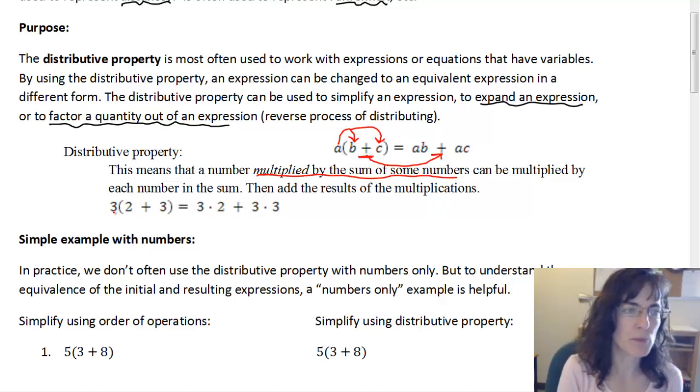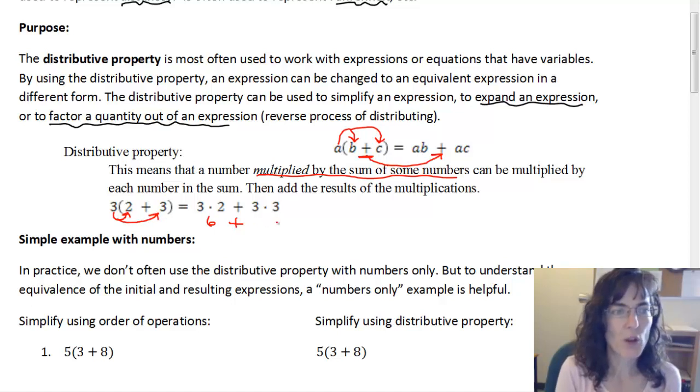So a specific example that you can try out would be 3 times 2, so that's going to give me 6, plus 3 times 3, which would give me 9. And then when I add those two, I get 15.